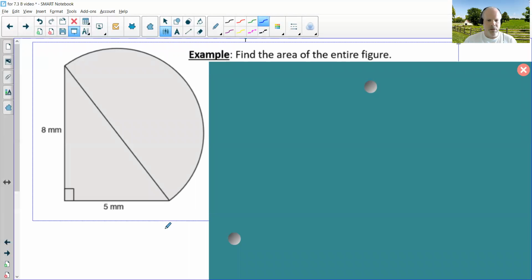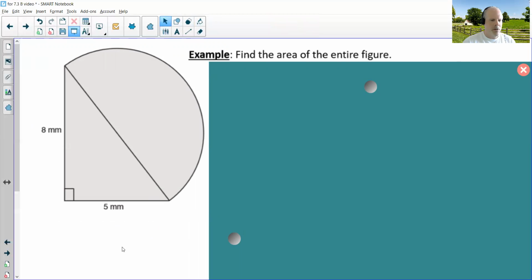All right, the last example on these notes, we have this shape, some type of semicircle here attached to a triangle. So we have to think about what our steps will be. Again, we're going to find the area of the shaded part, which is the entire thing. So we want to find the area of this whole shape.